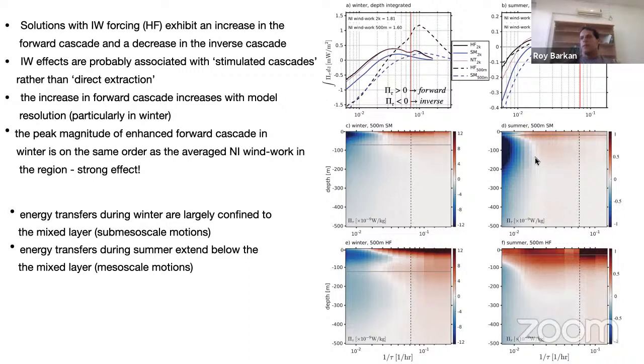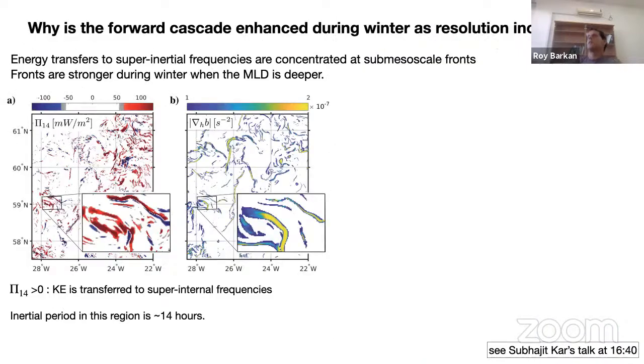And so in the time that I have left, I'd like to address the question of this really large difference in winter that you can see here. So basically, why is the forward cascade enhanced during winter as the resolution increases? One of the nice things that you can do with this coarse graining approach is look at the structures where the energy transfers are taking place.